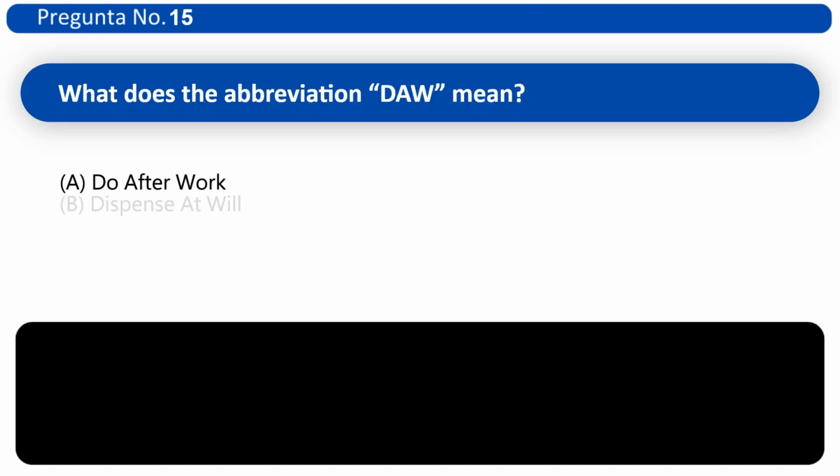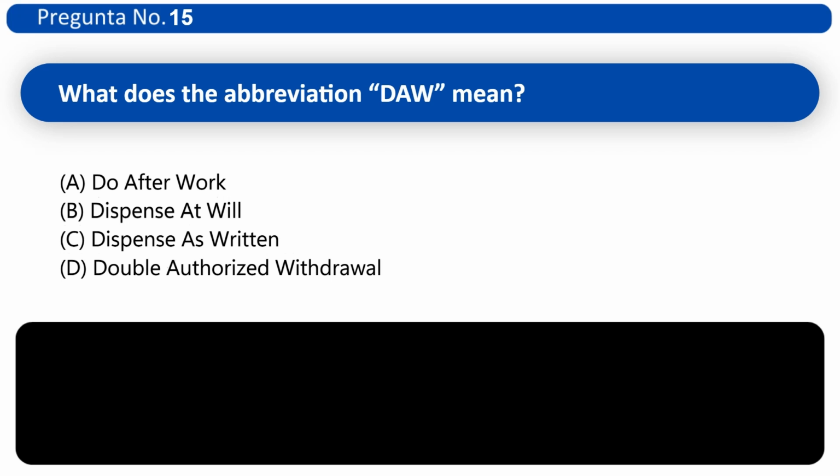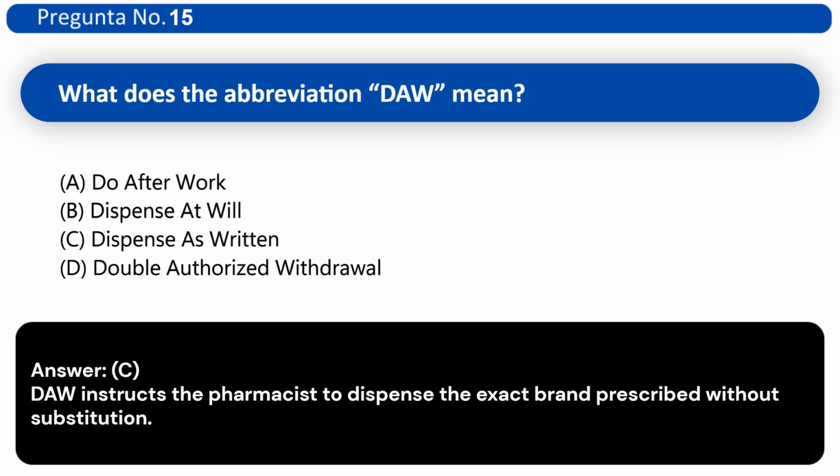What does the abbreviation DAW mean? A. Do after work. B. Dispense at will. C. Dispense as written. D. Double authorized withdrawal. Answer C. DAW instructs the pharmacist to dispense the exact brand prescribed without substitution.